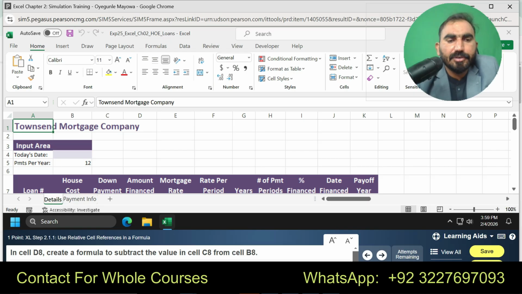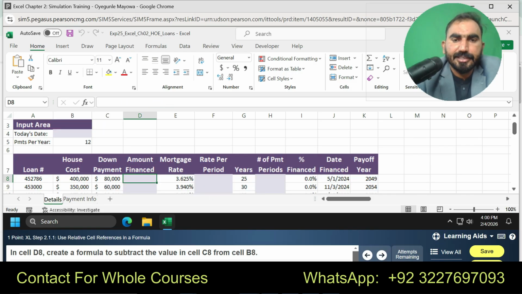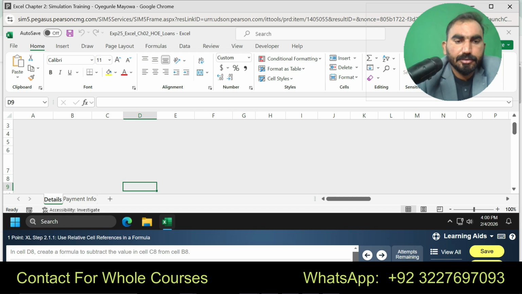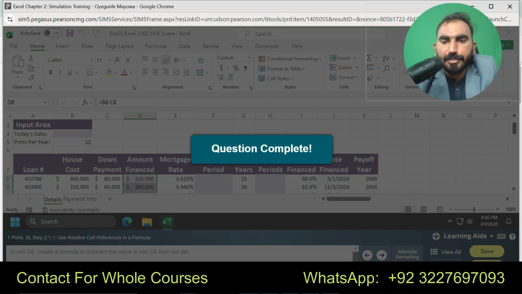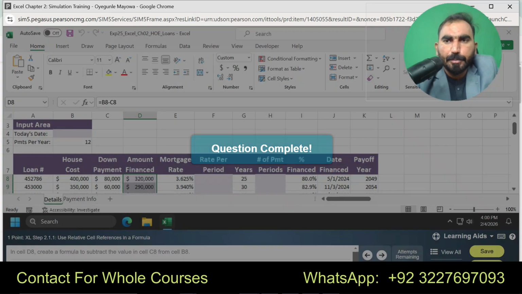In cell D8, create a formula to subtract the value in cell C8 from cell B8. I am going to insert a function in cell D8: B8 minus C8. Copy the formula by using the fill handle in remaining cells. I have completed question number 1. Now I am going to move to my next question.